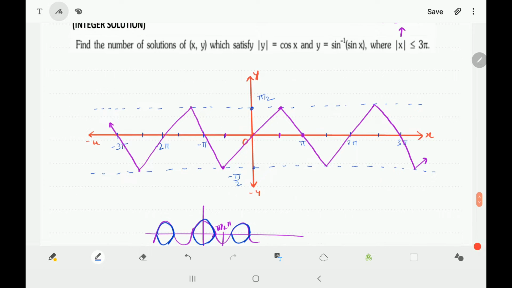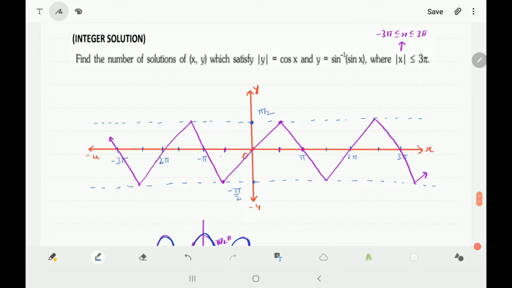Okay, so if I draw it here, this is minus pi by 2 and this is pi by 2. So this is 1. So cos x will be like this. Okay, and you have to remove the lower part and take mirror of upper into lower. Okay, similarly pi, this will be 3 pi by 2, 2 pi and 5 pi by 2. Okay, so cos x will go like this. Next will be at 7 pi by 2, but that is not required because we have to find the solution from minus 3 pi to 3 pi closed interval.